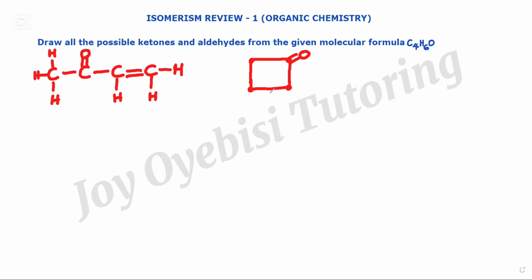Confirm that your atoms are the same with the formula. So this carbon has 2 bonds, which means there are 2 hydrogens here. Same as here.